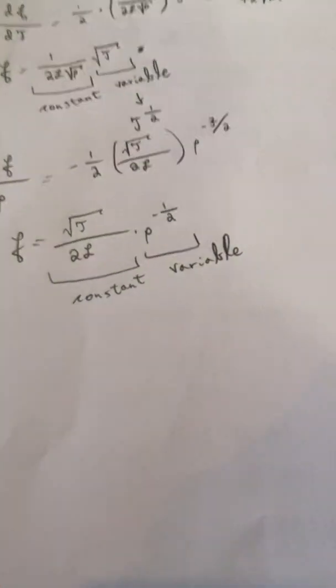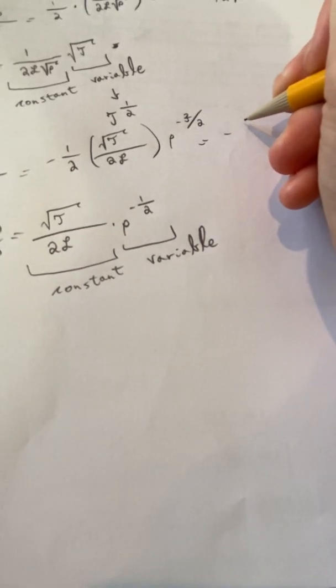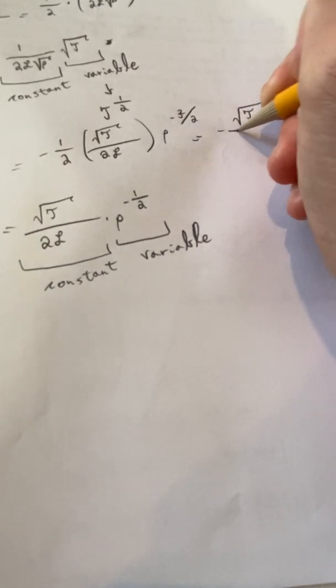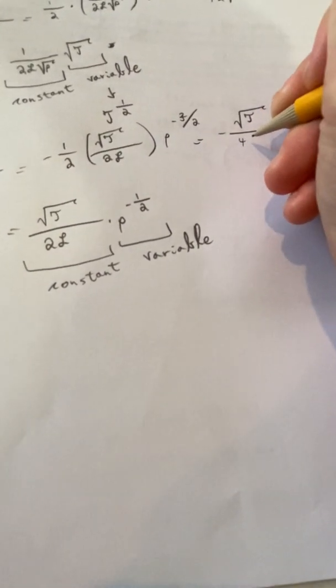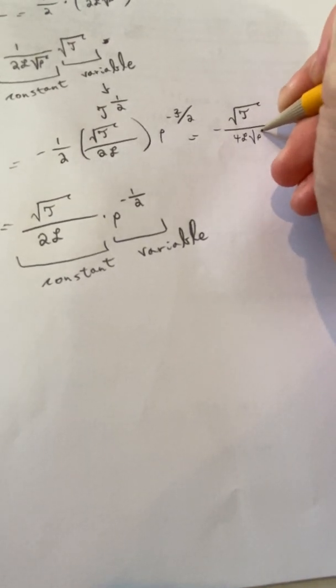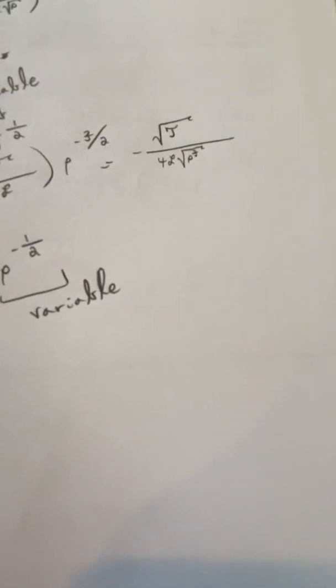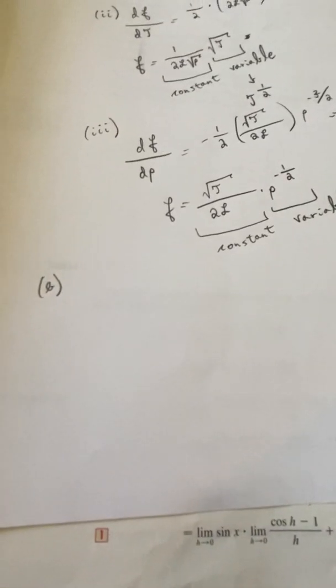Okay, and then if we want to write this in a neater way, we can have negative square root of T over 4L square root of rho cubed. And that would be that. So that's probably the most compact way of writing it. So that's part A. Part B is a little more of an application.